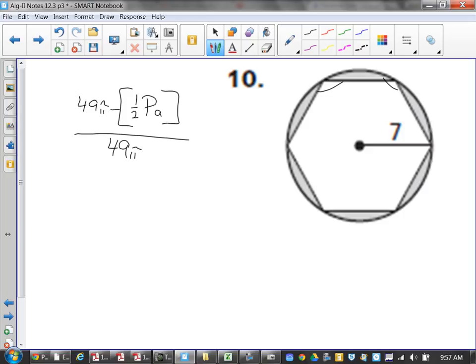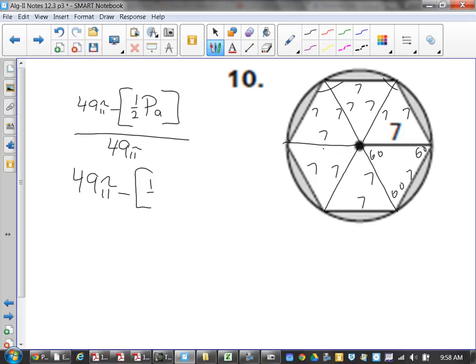After that, when you draw in the radius, you get all these isosceles triangles, but it also bisects these angles, which means that all of your sides are still 7s. So what happens is, in a regular hexagon, you get 6 equilateral triangles. It happens every time. No matter what the side lengths are, you will always get 6 equilateral triangles inside a hexagon. So if you knew the radius, you know your side lengths, because they're always going to be the same. So what's the perimeter then? 42. We know the perimeter is going to be 42, so we have 49 pi minus 1/2 of 42.